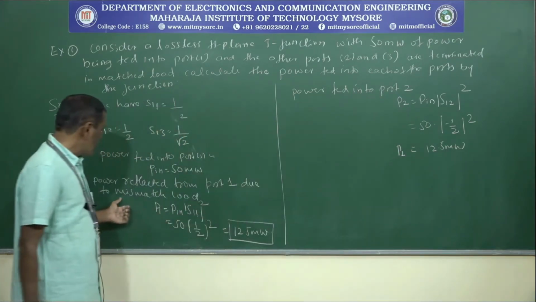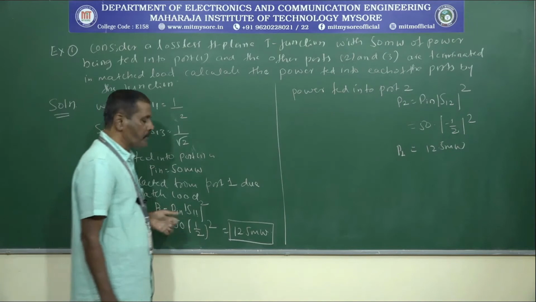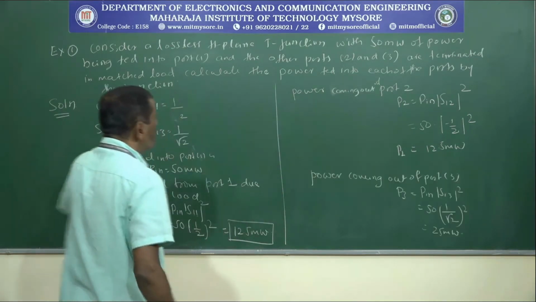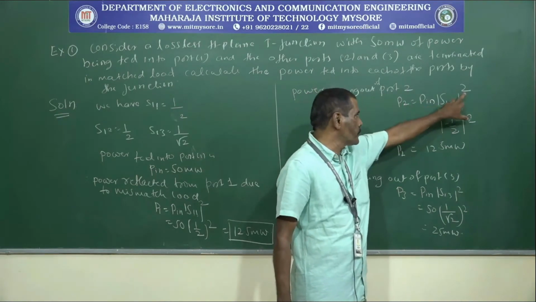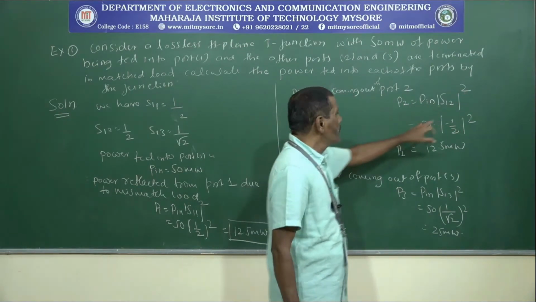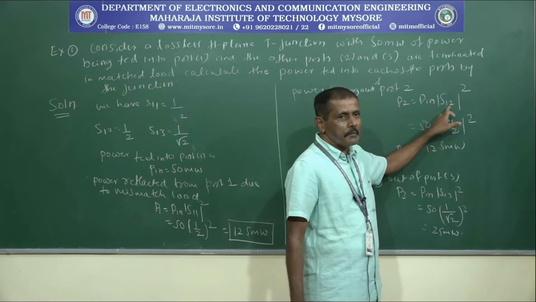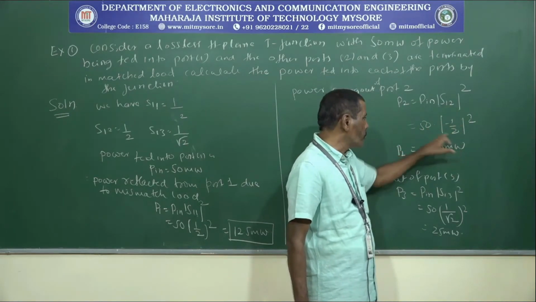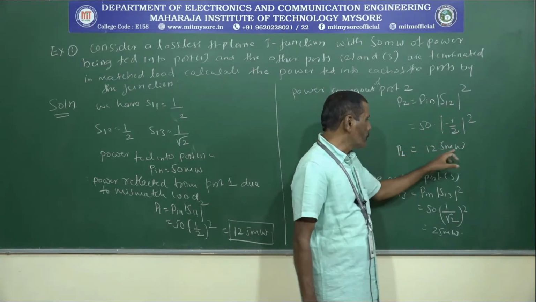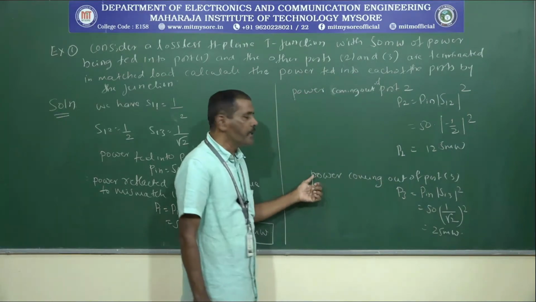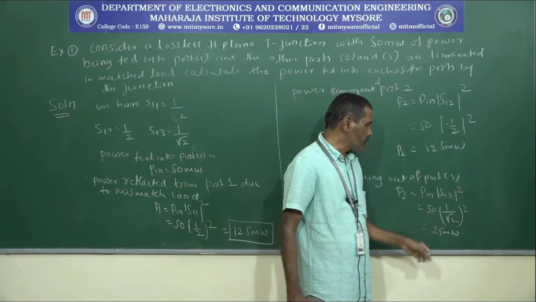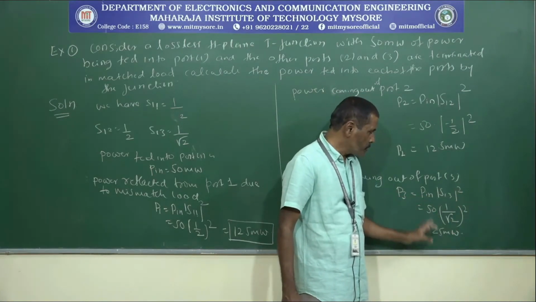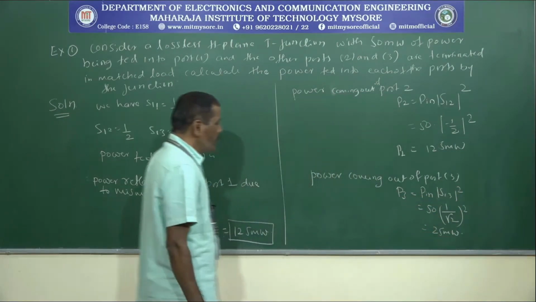Once you calculate the power reflected from port 1, the power coming out of port 2 is equal to P in into S12 square, where P in is the applied power. The S12 value is taken from the S matrix, equal to 1 by root 2. So this value is going to be 12.5 milliwatts. Similarly, power coming out of port 3 is P in into S13 whole square, where S13 is equal to 1 by root 2. So this is going to be 25 milliwatts.